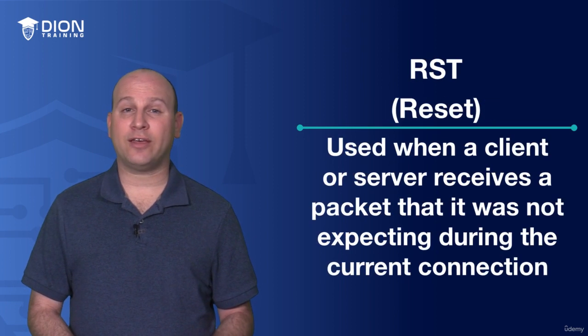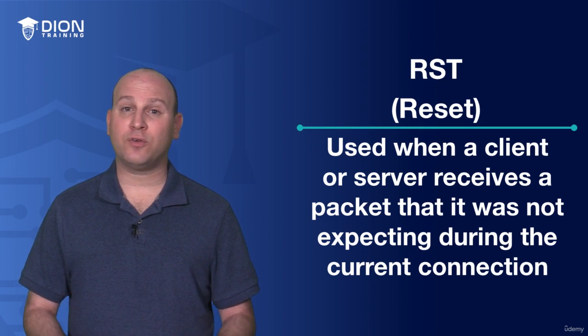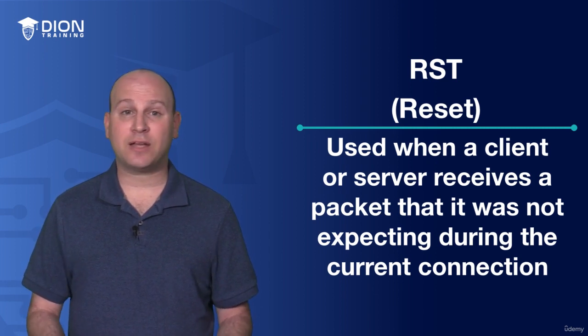Next, we have the RST flag or reset flag. This is going to be used when a client or server receives a packet that it was not expecting during the current connection. For example, if you tried to establish a connection with a server that didn't want to accept any new connections, it could send back an RST or reset flag to inform your client that it's not accepting connections and automatically reject your request.